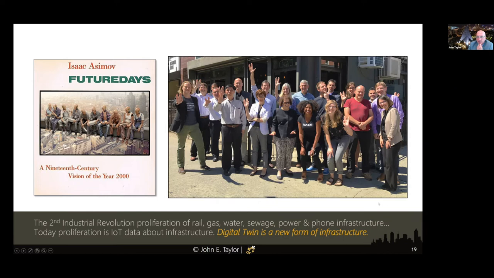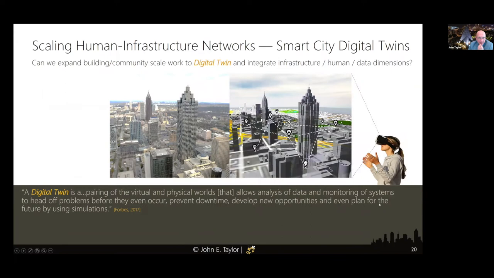And so this idea of smart city digital twins really came out of that effort. A digital twin is a pairing of virtual and physical worlds that allows analysis of data and monitoring of systems in order to head off problems before they occur. And one interesting part of a digital twin is the ability to plan for the future using kind of what if simulations. Digital twins have been around for a while.